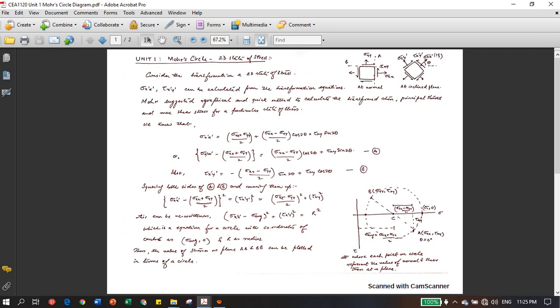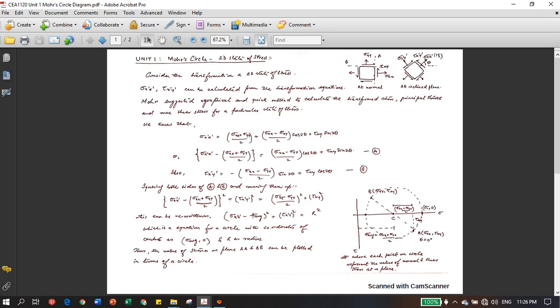what we are having here is a transformed normal stress and a transformed shear stress. What we have done is rearrange the terms. We have put this term on the left hand side, then added these two and squared them. First of all you have to square, then add. Okay, so that's what we have done over here, and we get this equation. And this equation is very similar to the equation of a circle.